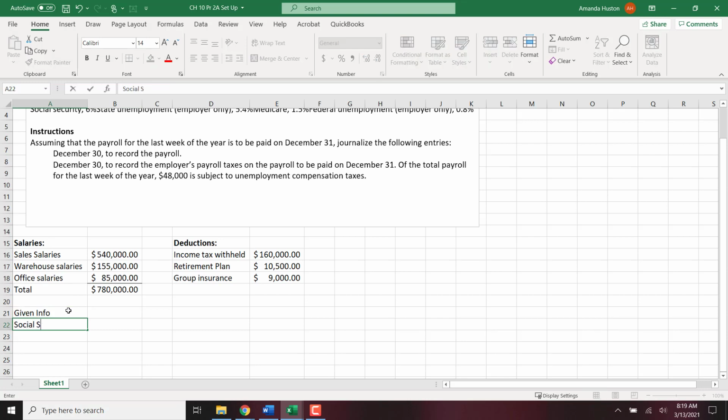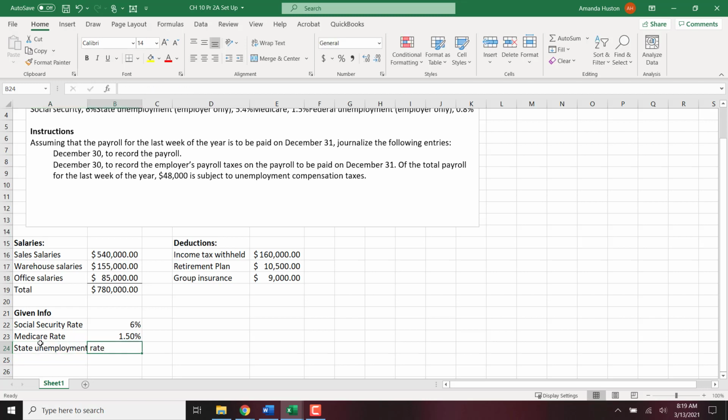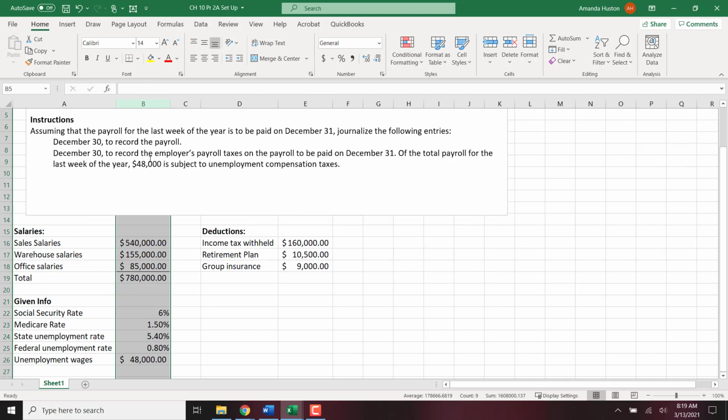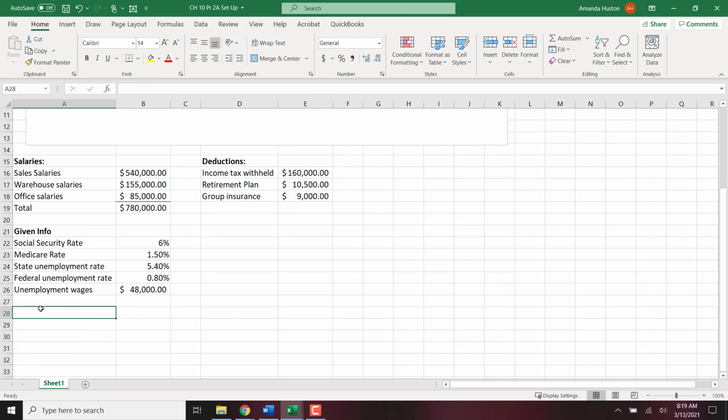So what we're going to do is start with the given information. We have Social Security rate of 6%. We have Medicare rate of 1.5%. We have state unemployment rate of 5.4%. We have federal unemployment rate of 0.8%, and then unemployment wages of 48,000.